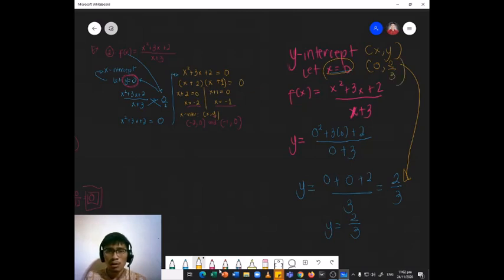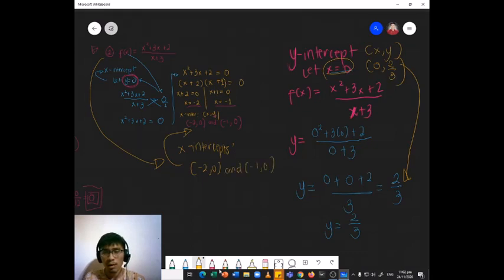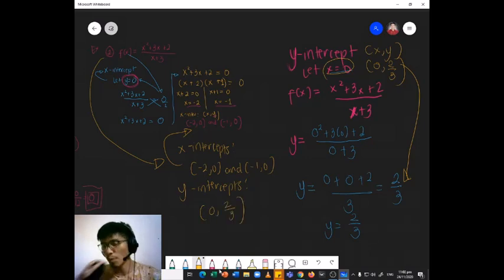Therefore, in this problem, my x-intercepts are -2 and 0, that we solved here, as you can observe, and -1 and 0. And my y-intercept is 0 and 2 over 3. That's how we do it, ladies and gentlemen. That's how we find the x and the y-intercepts. So we already found x and y-intercept.